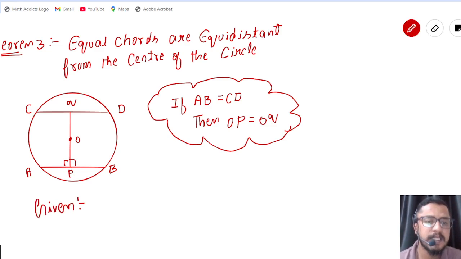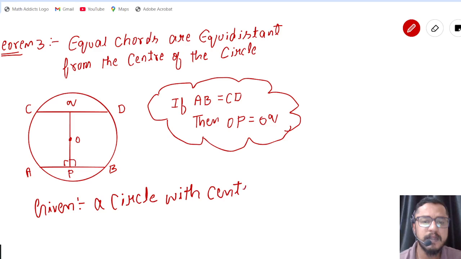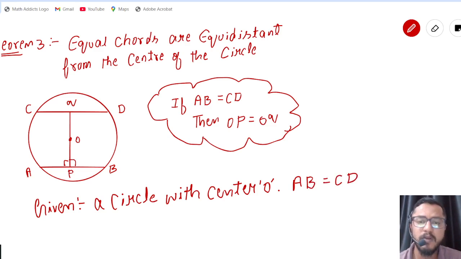Given is a circle with center O. Next, what have they given? Chord AB is equal to CD. These are the data they have given. Equal chords are given. So given is: a circle with center O and AB is equal to CD.